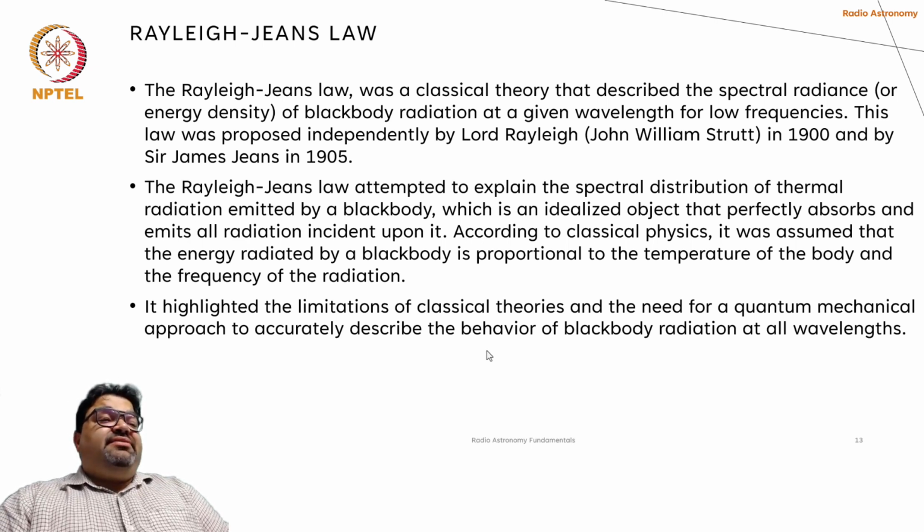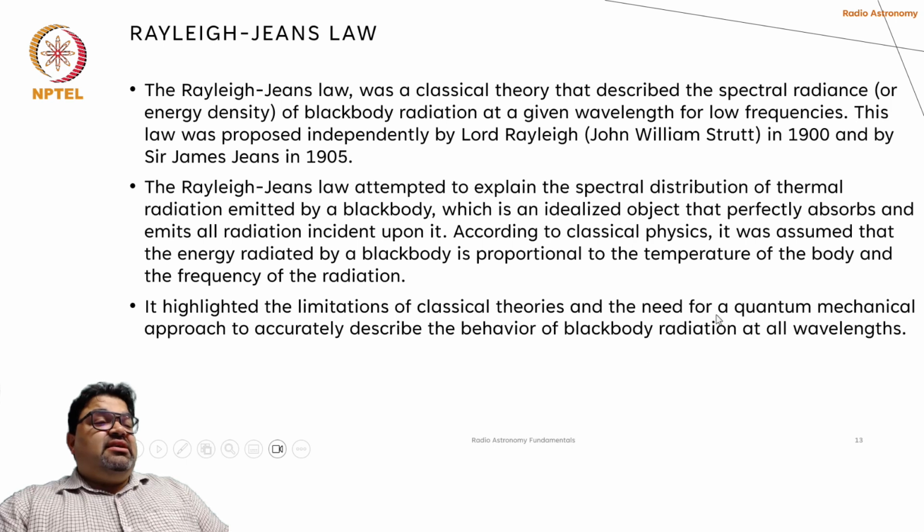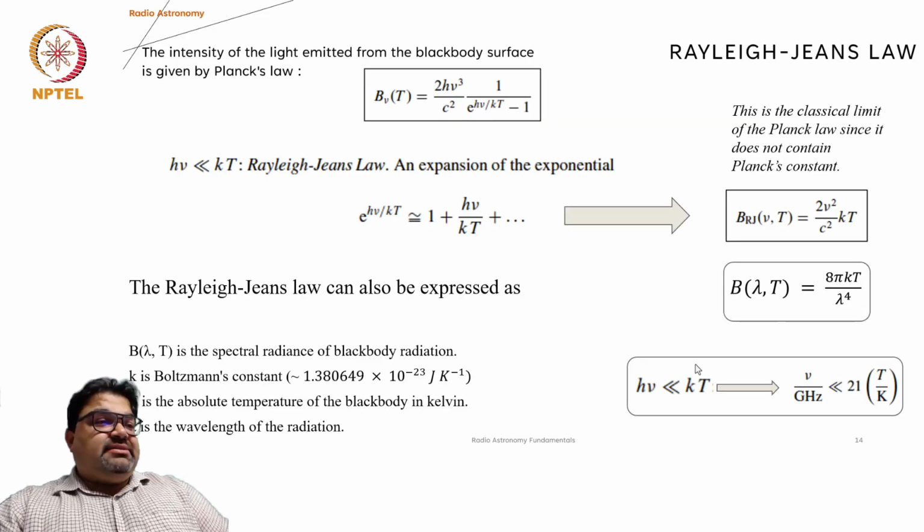According to classical physics, it was assumed that the energy radiated by a black body is proportional to the temperature of the body and the frequency of the radiation. It highlighted the limitations of classical theories and the need for a quantum mechanical approach to accurately describe the behavior of the black body radiation at all wavelengths.